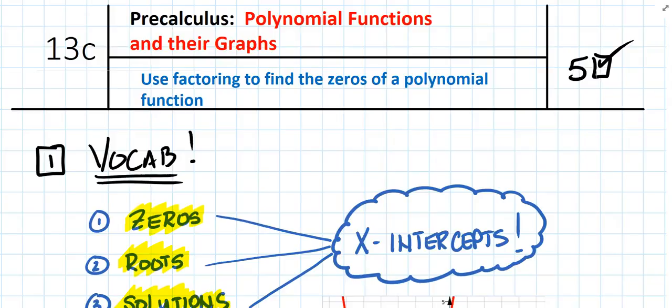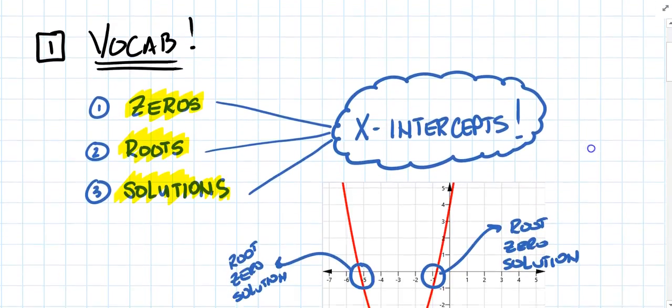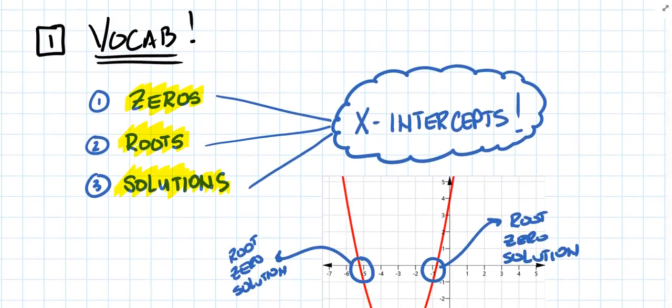Welcome to Precalculus Concept 13C. Using factoring to find zeros of a polynomial function. There's 5 boxes. Let's begin right away here. Box number 1 is all about vocabulary. We have to understand these words before we can move on into the lesson.